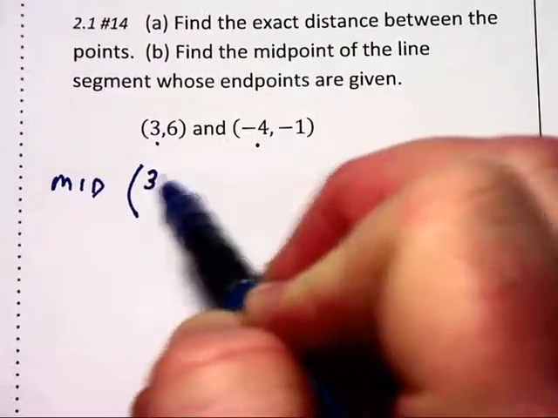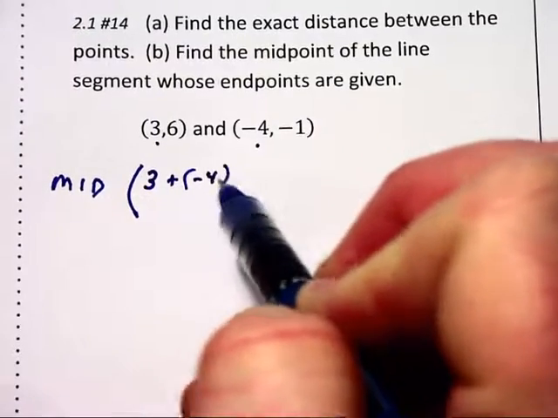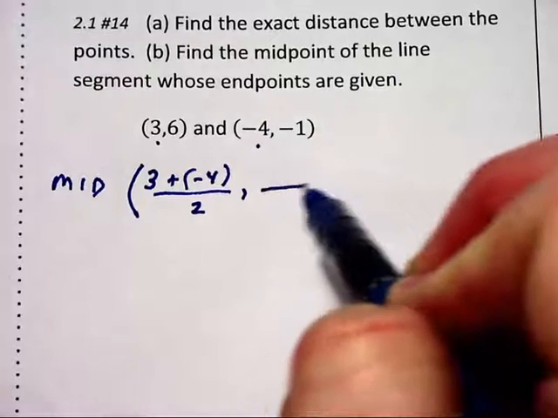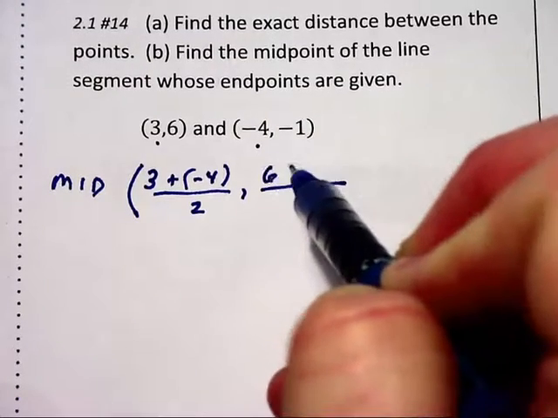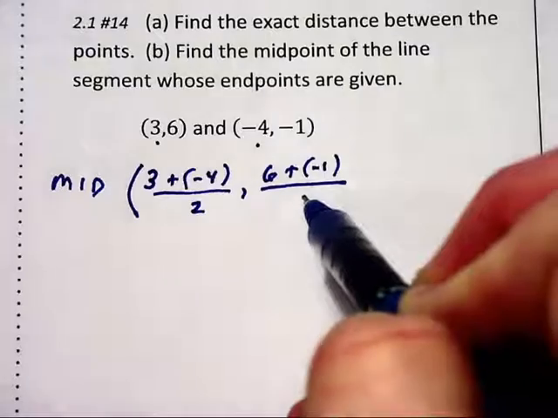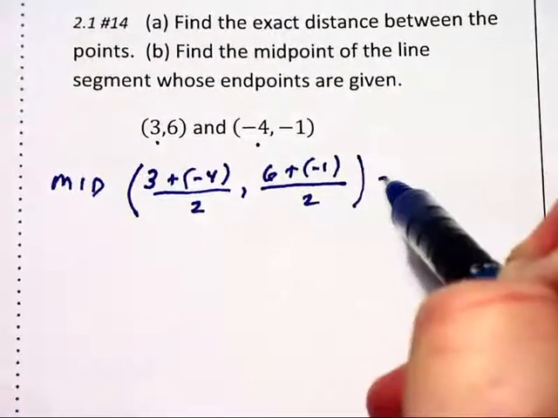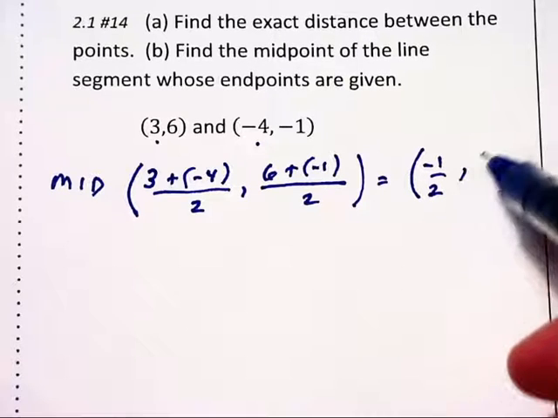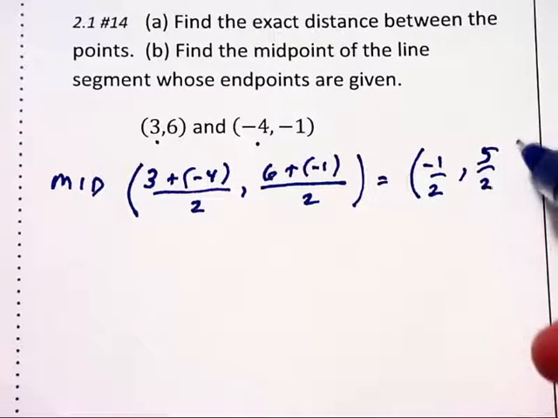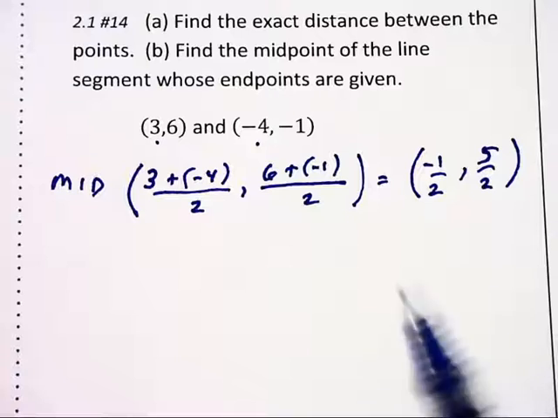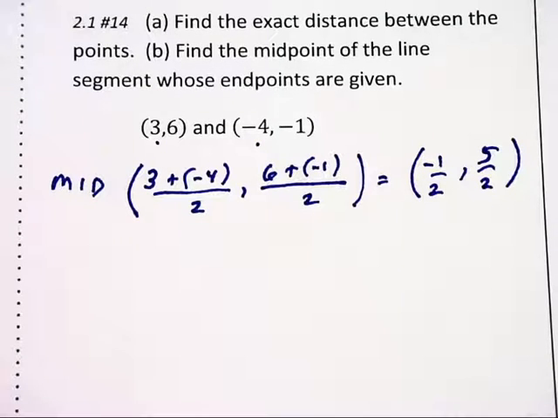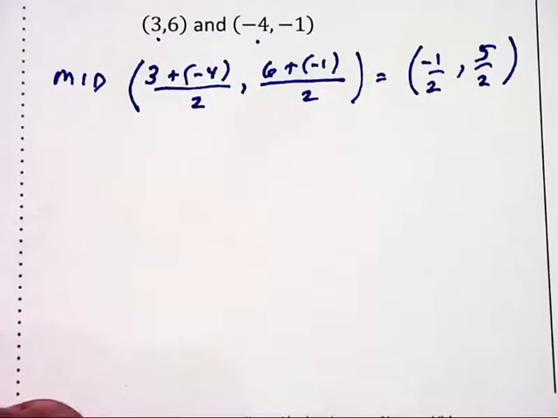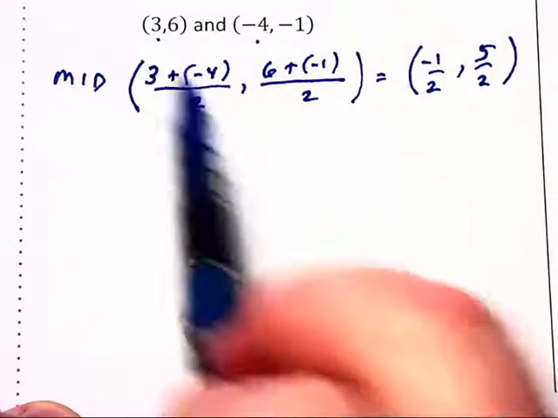So we will have 3 plus -4, add them up and divide by 2, comma, the average of the y's, which will be 6 plus -1, add them up, divide by 2. When you do the arithmetic, you then have -1/2, comma, 5/2 as the midpoint of the line segment joining these 2 points.